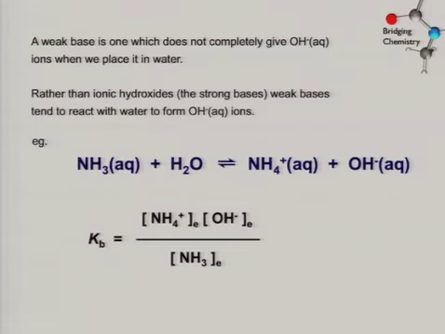And we can write a Kb for that, B for base, which now is going to have hydroxide in it rather than hydronium ions like we saw before with the acids. So the Kb for ammonia will be the concentration of ammonium ions, NH4+, at equilibrium, times the concentration of hydroxide ions at equilibrium, divided by the concentration of the ammonia molecules at equilibrium.